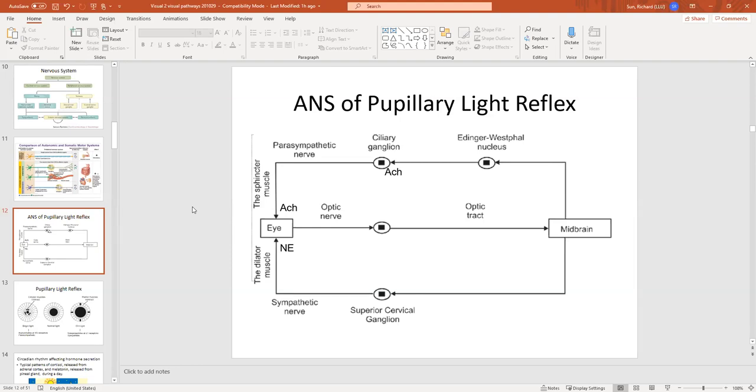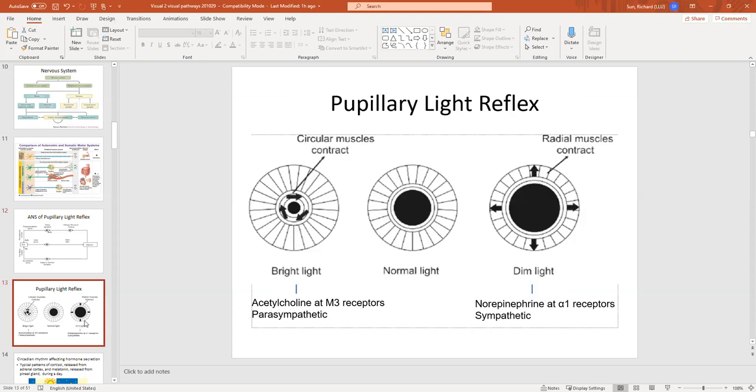But one thing unique is that, so here is the pupil again. One thing about this pupil is that it has two types of muscle to control it. One is the circular muscle or sphincter muscle. This muscle is very much like our vascular, like vessel smooth muscle. When they contract, they cause vessel constriction.